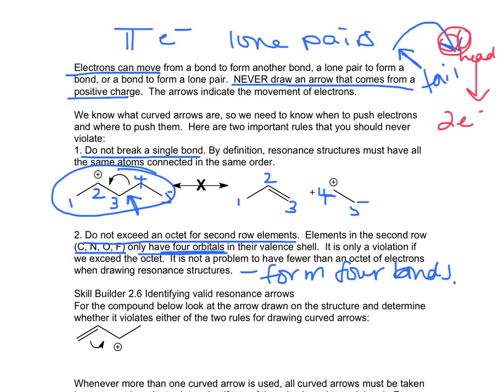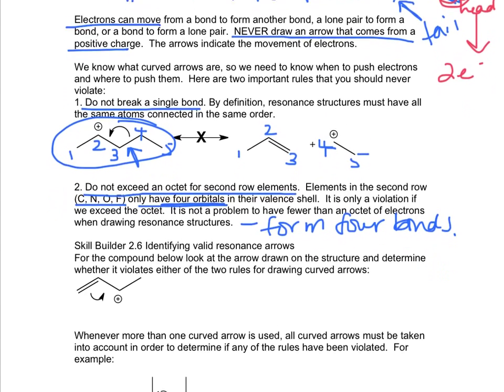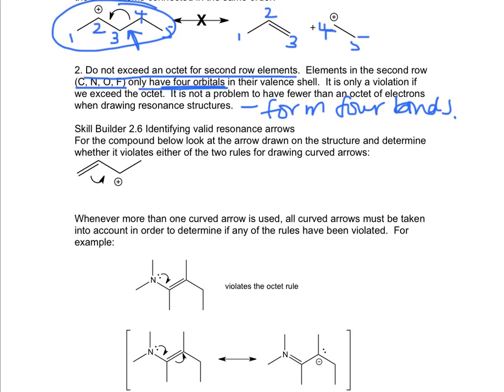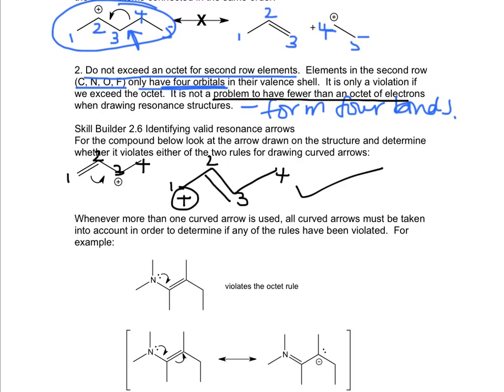So below, the Skill Builder exercise asks you to identify valid resonance arrows. If we look at the arrow that's drawn and then draw the structure that it indicates, let me do some numbering here. We can see that the pi electrons between carbons 1 and 2 are moving to be between carbons 3 and 4, and then that will leave a hole on carbon 1. And so this is good. We're not violating any of our resonance rules. It's not a problem to have fewer than an octet of electrons, but we cannot exceed an octet.